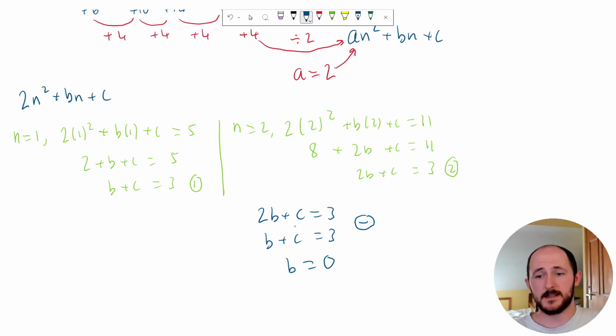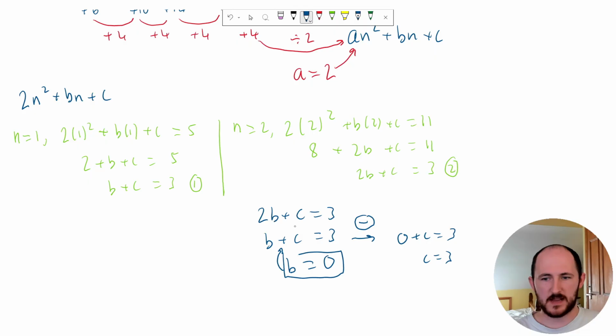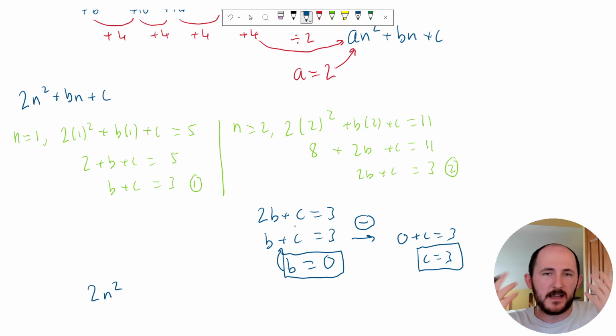And now I know that b is 0, I can just sub that straight back in, and I get 0 plus c equals 3, so c is equal to 3. We solved that in about 10 seconds. That's the power of this method. It's very, very quick, but at the same time, it's based on the maths you already know. You're not really learning anything new.